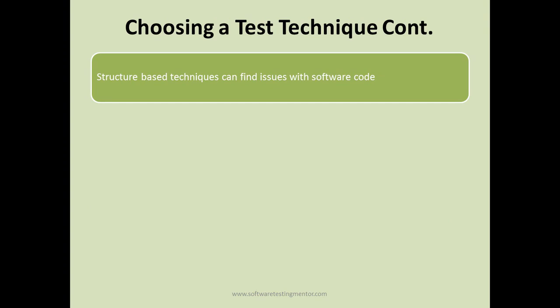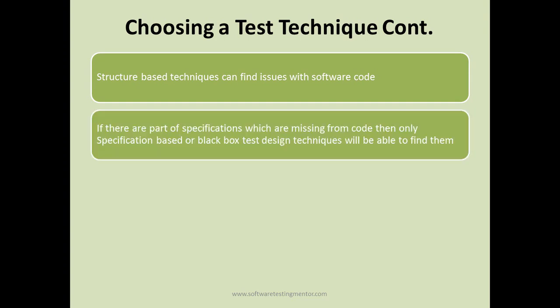Structure-based techniques can find issues with software code. Here we'll take some examples. If you are using structure-based testing techniques, then these techniques are used to find issues with just software code. So the white box test techniques are only to find issues with the software code that developers are developing in some software language, in a programming language.